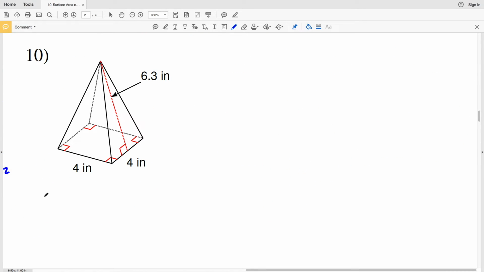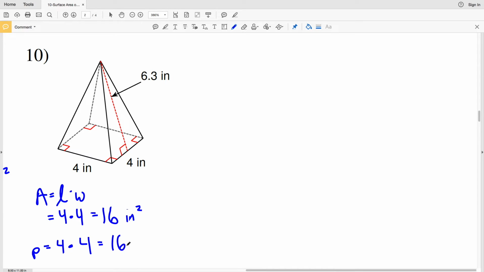And number 10, we're given a square as the base. So the area of that base is equal to length times width, which is 4 inches times 4 inches, which gives us 16 inches squared. So the area of the base is 16 inches squared. However, since this is a 4-sided figure, perimeter P is going to be equal to the number of sides 4 times the length of that side of 4 inches. So the area is 16 inches squared, and the perimeter is also 16, except it is 16 inches, not inches squared.